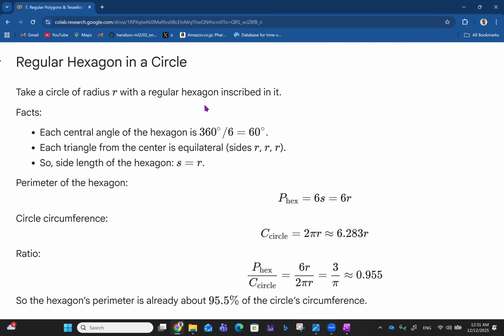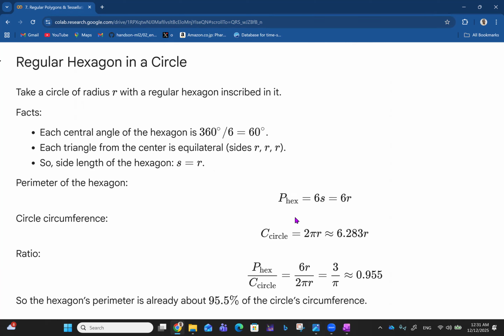So take a circle of radius r with a regular hexagon inscribed inside it. Fact: each central angle of the hexagon is 360 degrees over 6. We already know that. That is, if you draw equilateral triangles like that, like we said before, each triangle from the center is equilateral. So you have sides r, r, r. So the side length of the hexagon is equal to r. So the perimeter of the hexagon will just be 6 times x, or 6 times r.